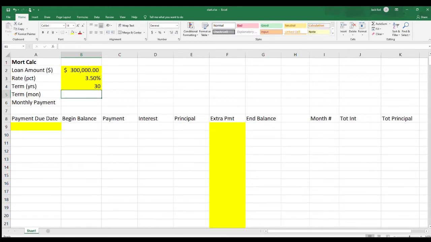Here's our first calculation, which is the term in months, which is equal to the term in years above times 12. Now we have our monthly payment, and we're going to use the PMT function. First thing the PMT function wants is the rate. Now that rate is an annual rate, but we want a monthly payment. So we're going to divide that rate by 12.